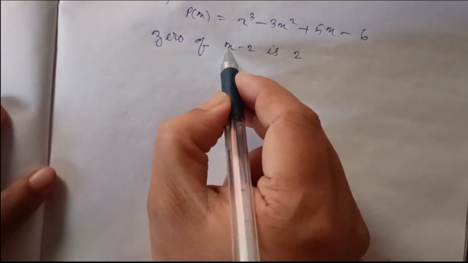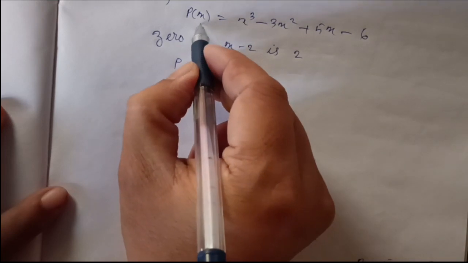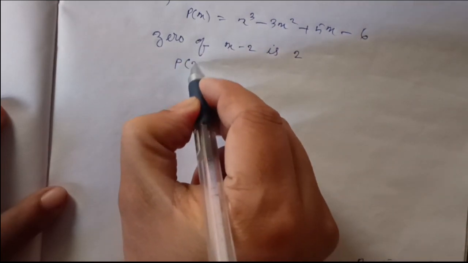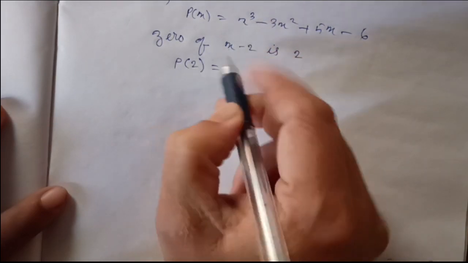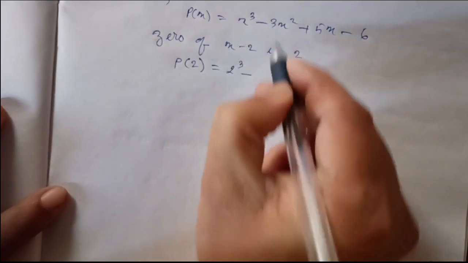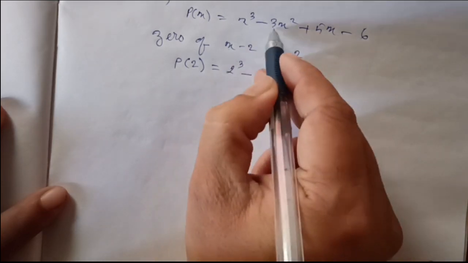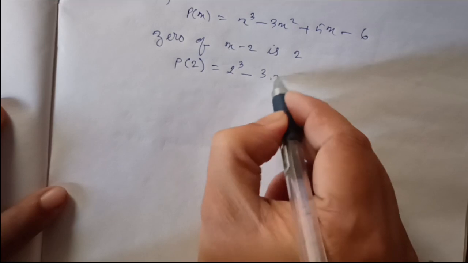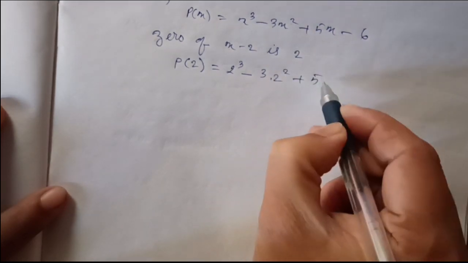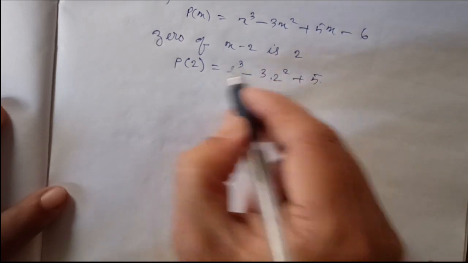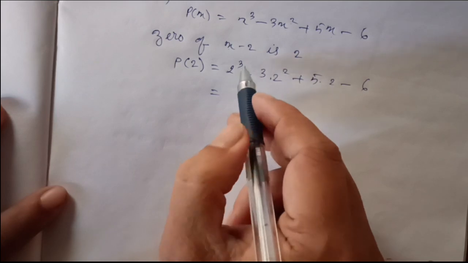Okay, it means that every x you should replace with 2. Now this x, we are going to replace with 2. Then I told you that x should be replaced with 2. 2 cube. Next is we have 3. Next is we have x squared, x will be replaced by 2. We have square upside. Okay, next is 5. Next is x. X will be replaced by 2. Then 6.